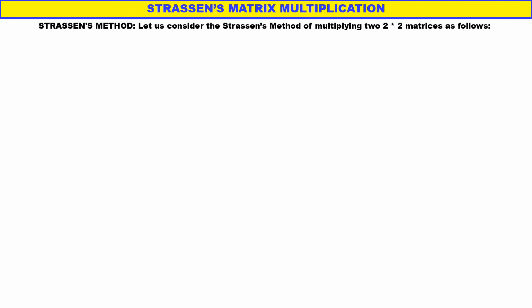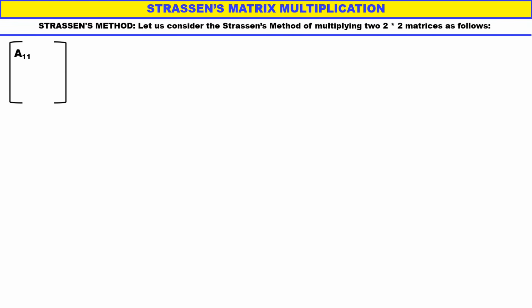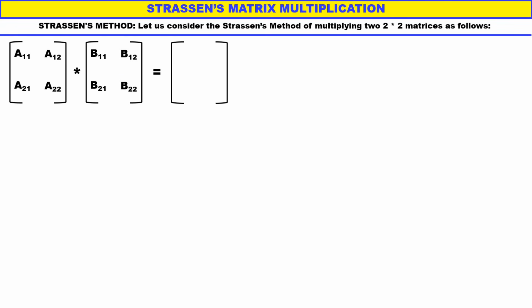Now we will go to Strassen's method. Let us consider Strassen's method of multiplying two cross two matrices. Let us consider the same A11, A12, A21, A22, and here B11, B12, B21, and B22. So we should get C11, C12, C21, and C22. Now how are the values C11, C12, C21, C22 got using Strassen's method? That is the speciality of Strassen's method. He has reduced the time for the computation of C11, C12, C21, and C22.